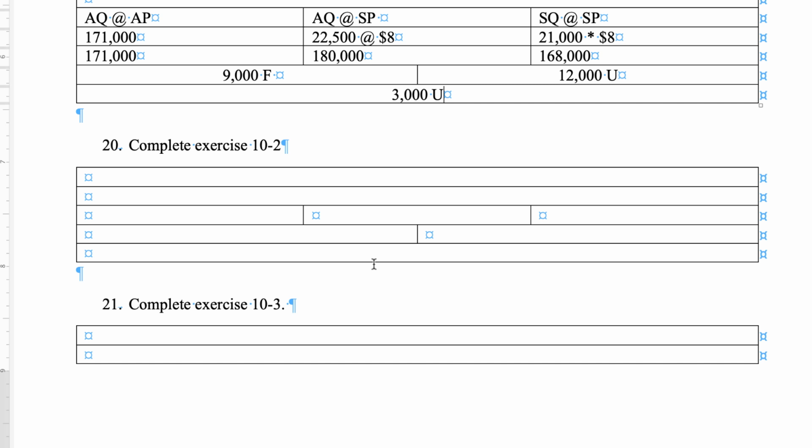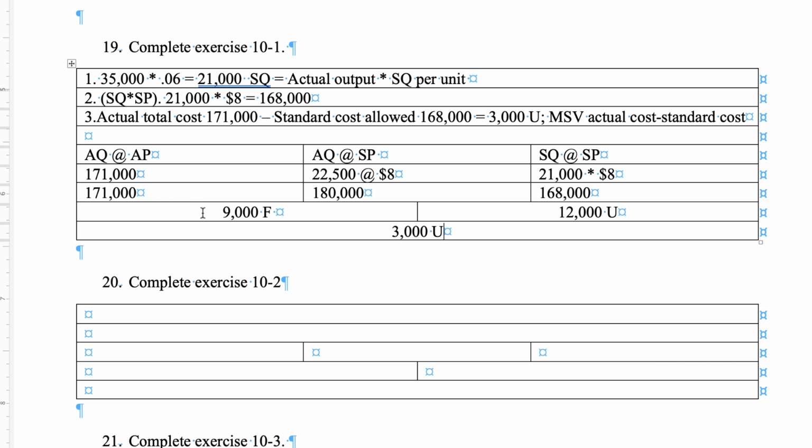Exercise 2 is virtually the same thing. What do you mean by that? Well, if you look at number 2, or exercise 10-2 on page 473, you notice that we have to calculate direct labor variance. Guess what? We're doing the same exact thing, just using some different words, right?